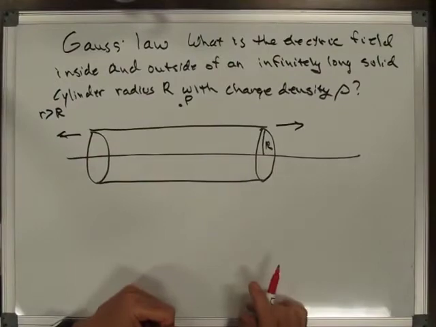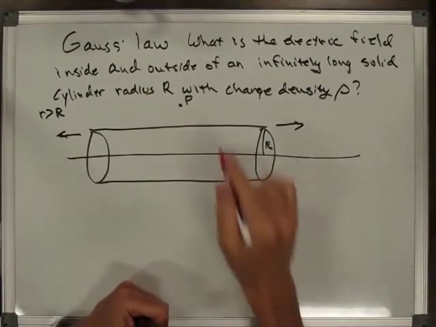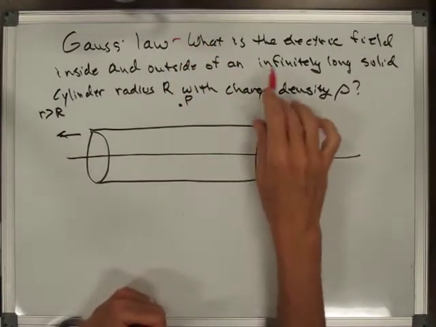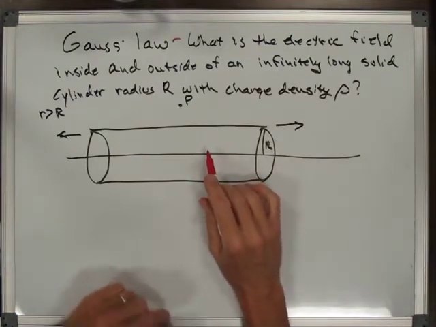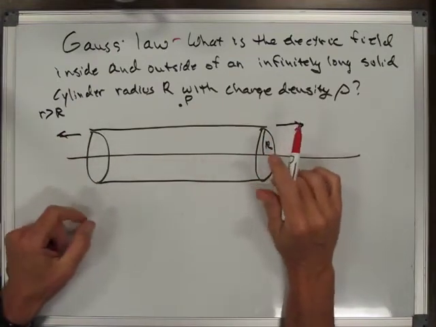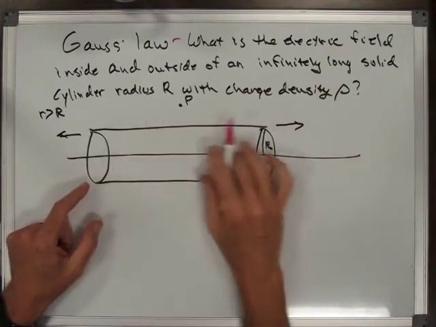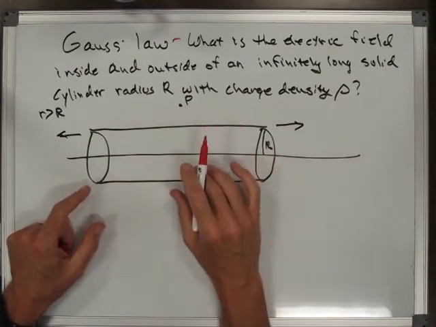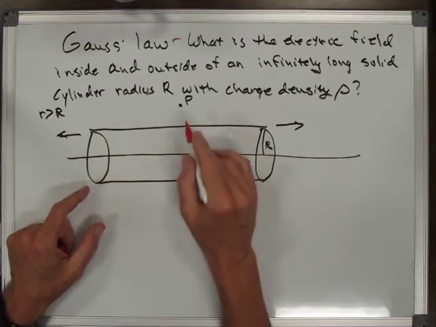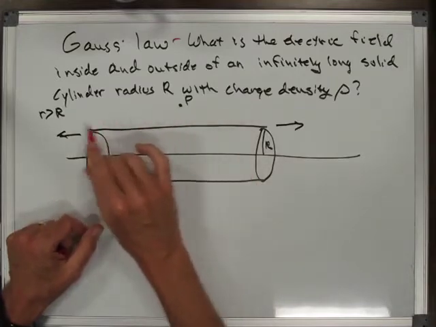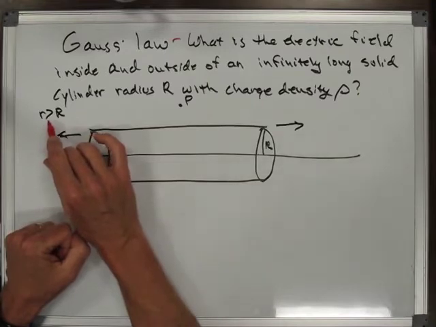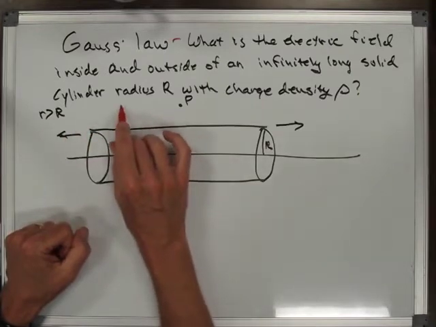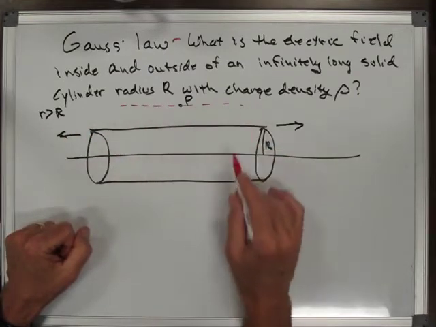So in this problem, we're going to use Gauss's law to figure out what is the electric field inside and outside of an infinitely long solid cylinder of radius R with charge density rho. So there's charge throughout this. It's solid. And we want to know first what the electric field is outside of the cylinder.